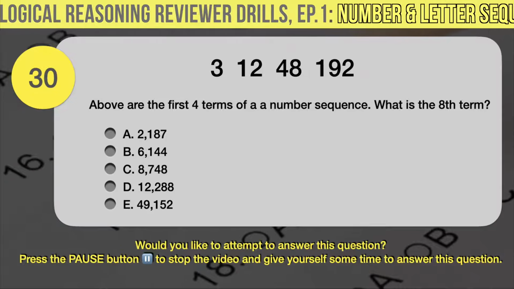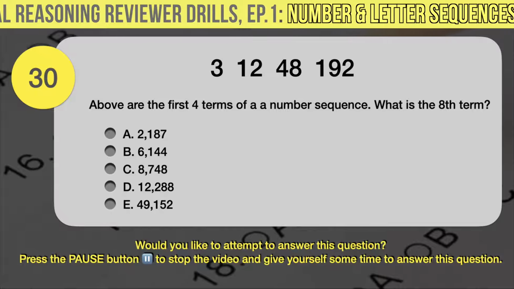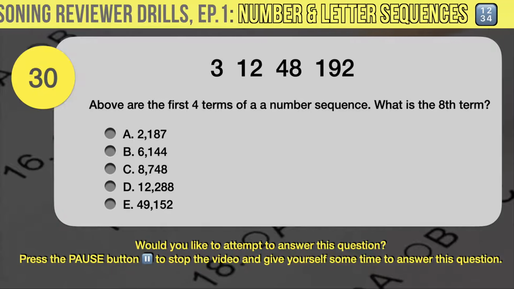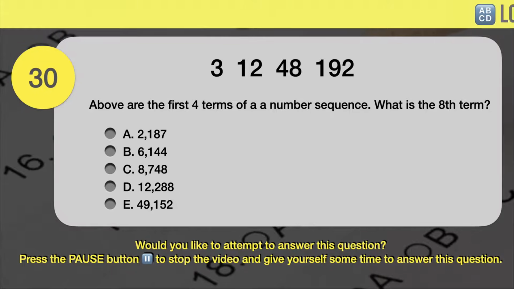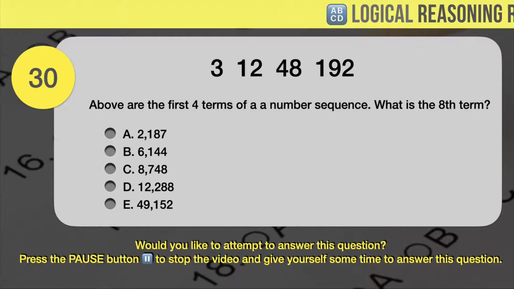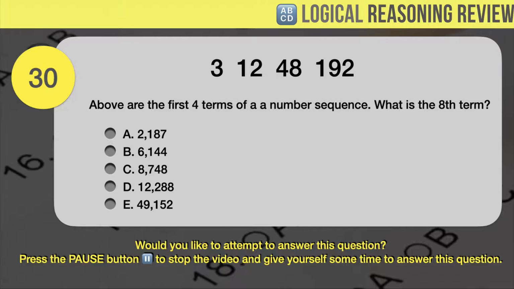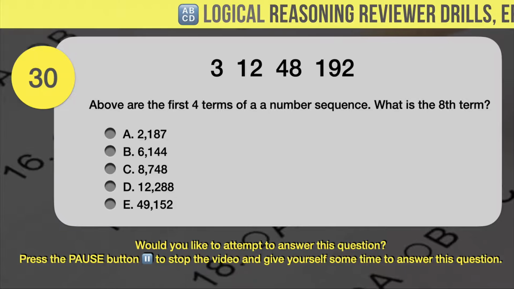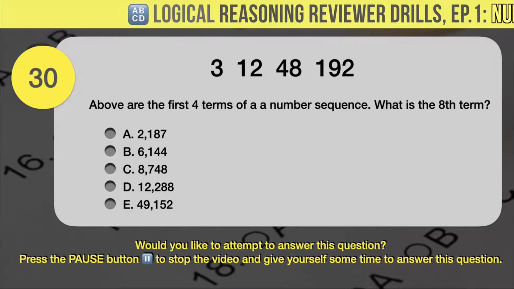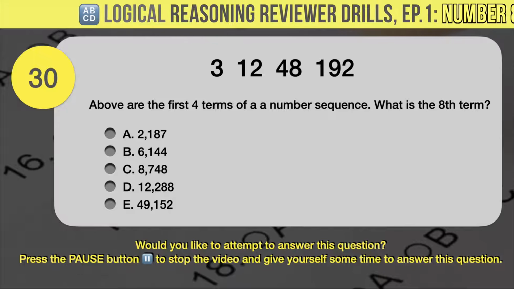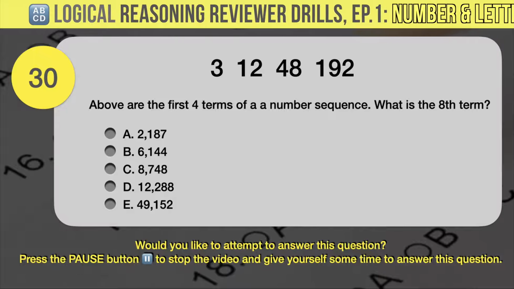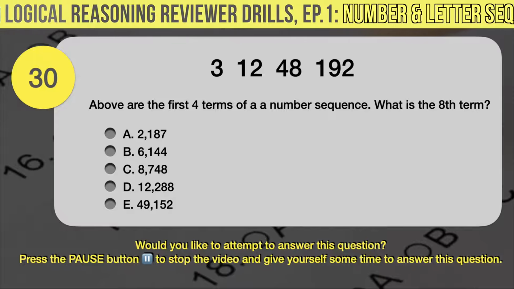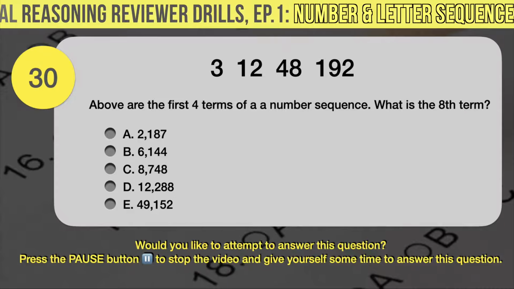Drill question number 30. 3, 12, 48, 192. Above are the first four terms of a number sequence. What is the eighth term? A, 2187. B, 6144. C, 8748. D, 12288. E, 49152. The correct answer is E, 49152.